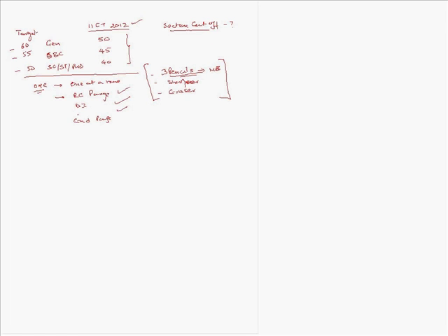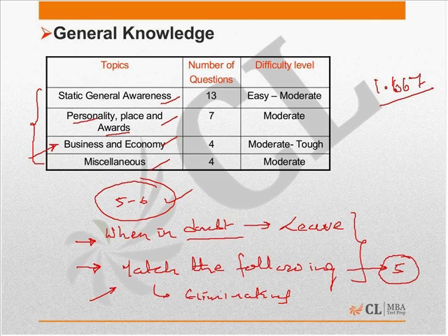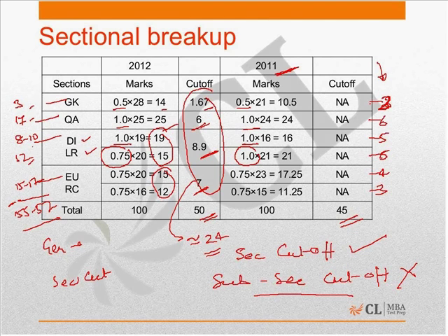Can I attempt one RC only and use the other for quant and DI? Yes, Akash. Actually, if you have EU and RC as a single section, as was the case in the IIFT paper of 2012. Now, in this paper, EU and RC is a single section. You could say, let me do just one RC passage, the easiest or the simplest one, and leave it. That's perfectly fine because you have only sectional cutoffs. But EU is something which you should be looking at closely.